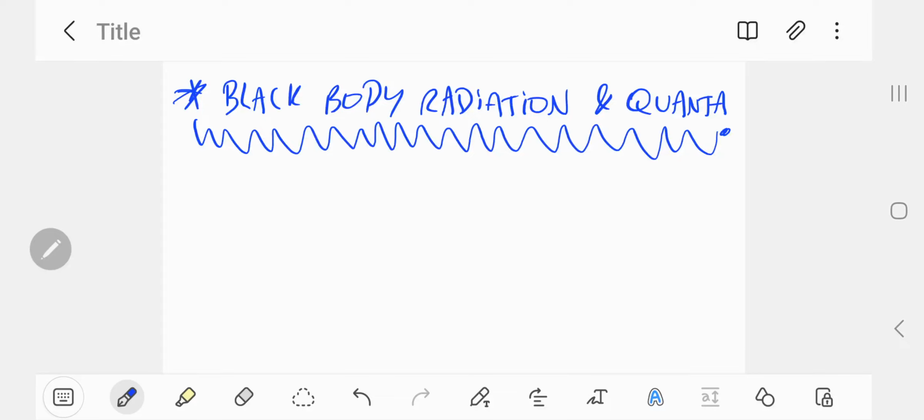This is a lesson on black body radiation and quanta. So we've explored black body radiation when we looked at continuous spectra near the very start of this module, and also in Year 11 physics, briefly, when we did thermodynamics in module 3.